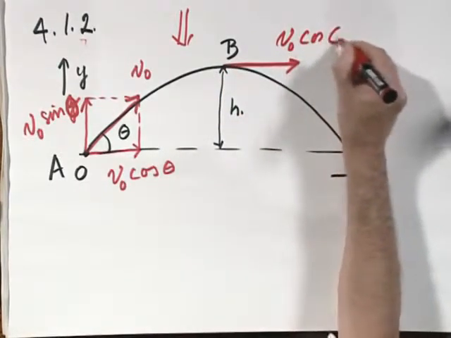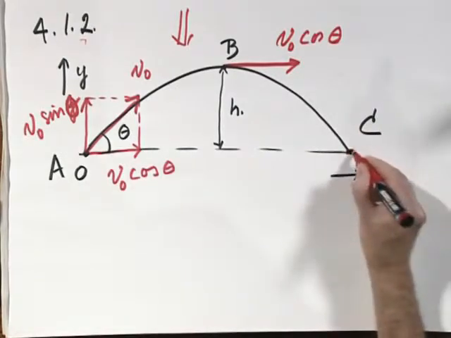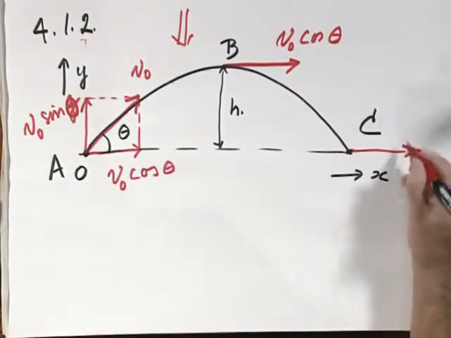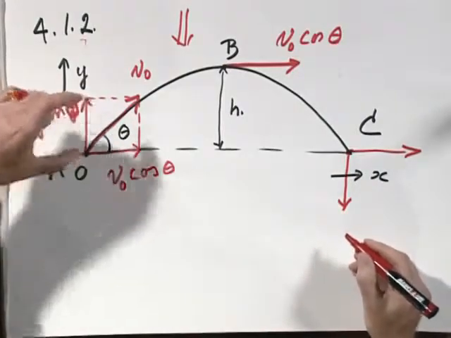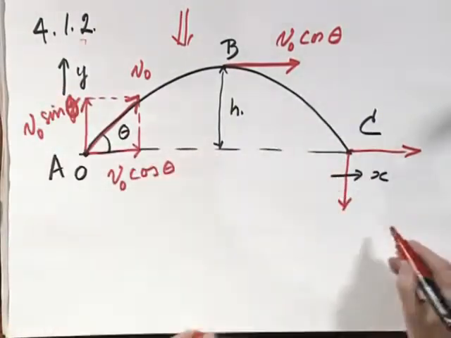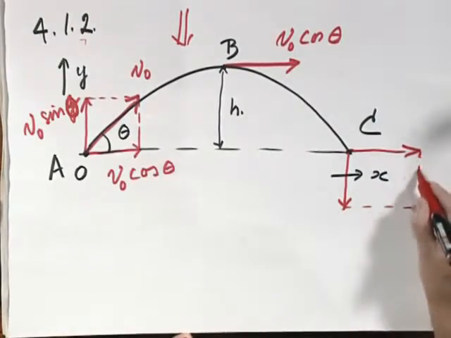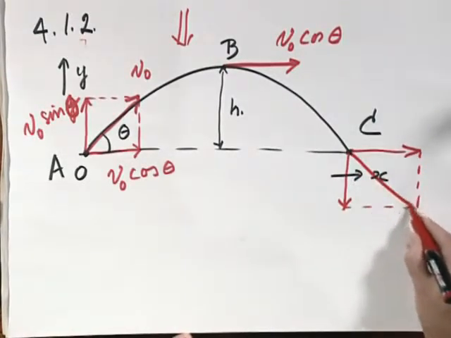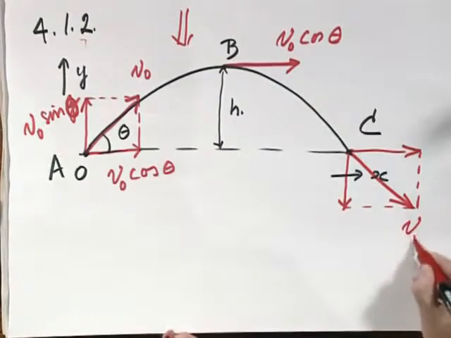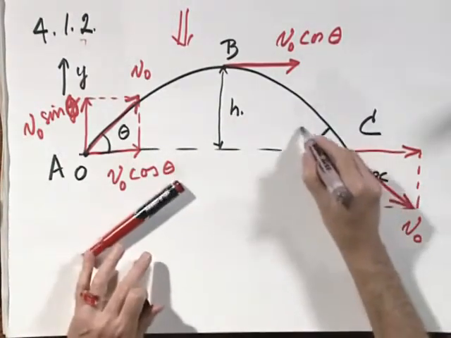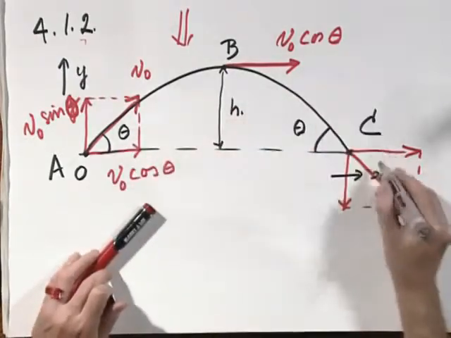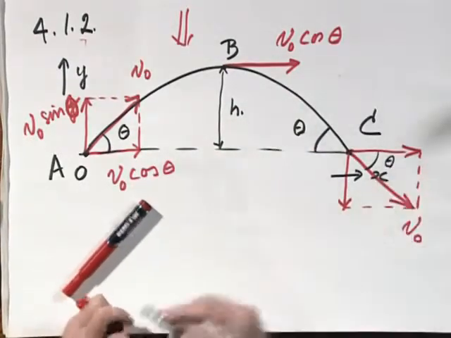so it is still v0 cosine theta, and when it hits the ground here the x component has not changed, and the y component has changed only in the sense that it has the same magnitude, but it has flipped over. So it hits the ground again at a velocity v0, whereby this angle is again theta because of the symmetry of the parabola.